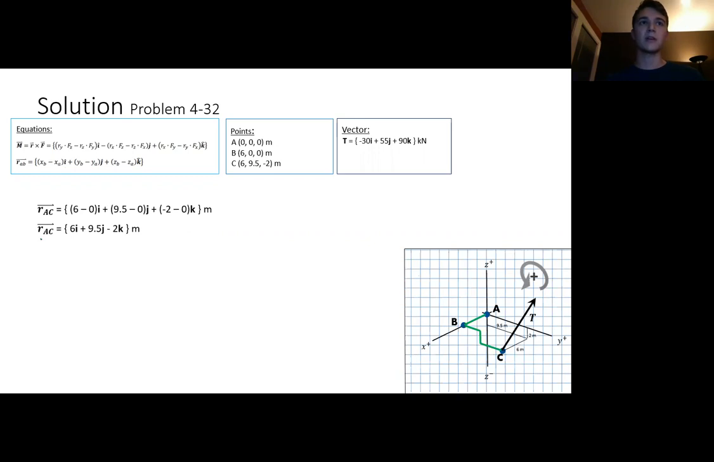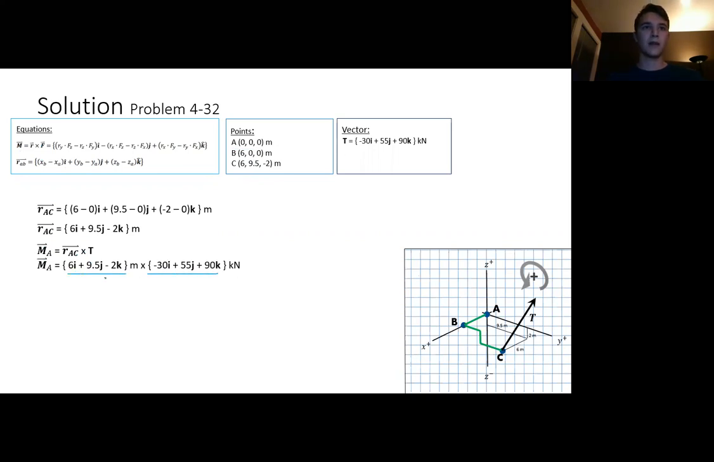So first we need to find the position vector. That's going to be the final point C minus the point A, which is the origin. So its position vector is here. And then we plug that into our moment equation and expand it out. We have two vectors crossed with each other. And from here, it's pretty simple once they're in the Cartesian vector form. We can just easily plug in these.